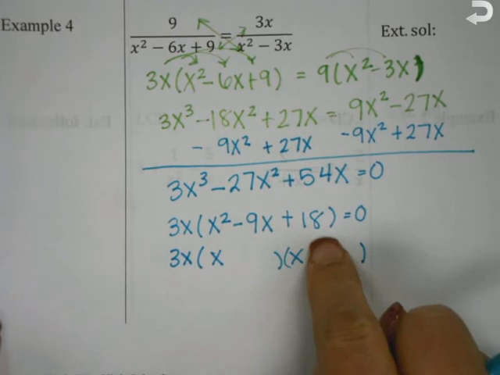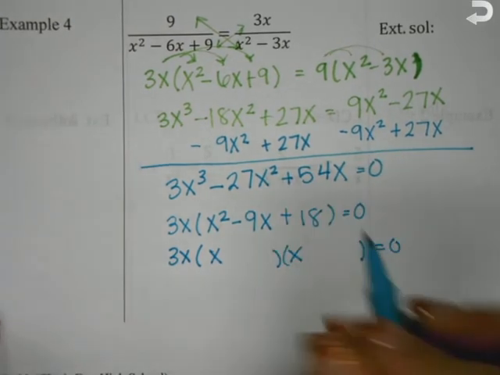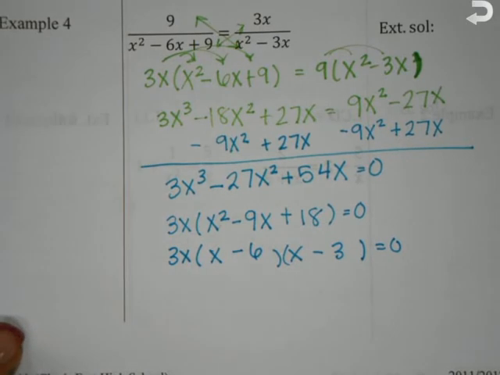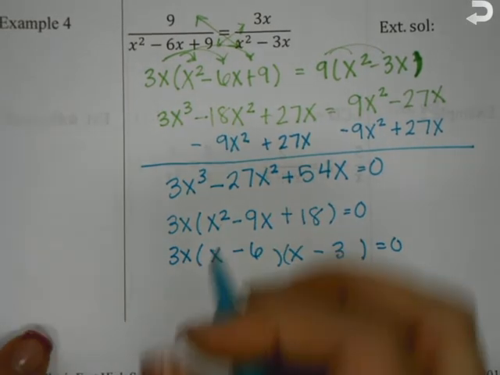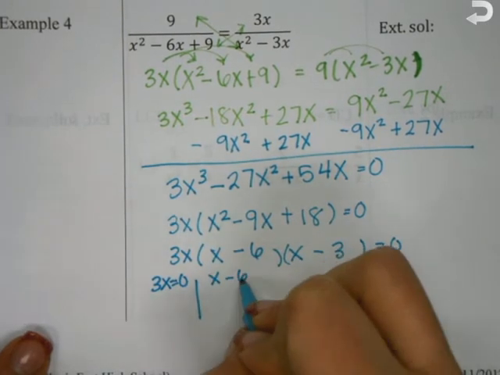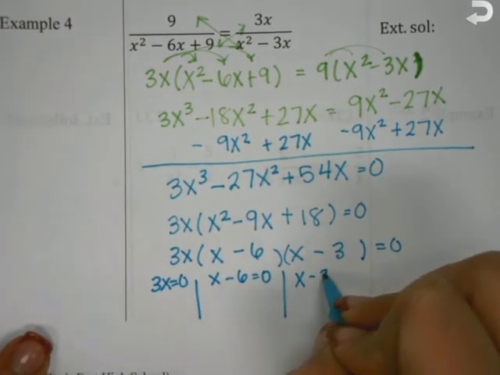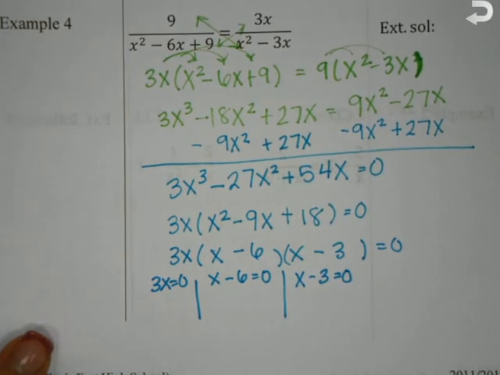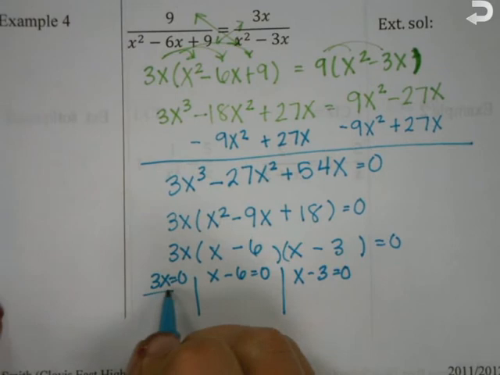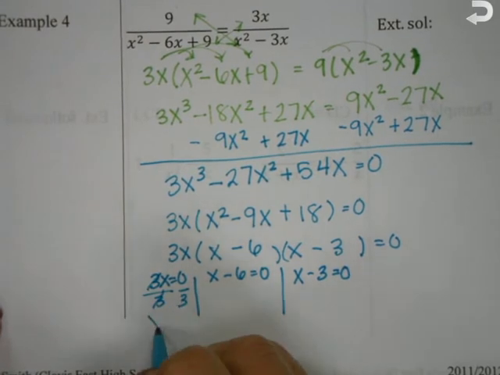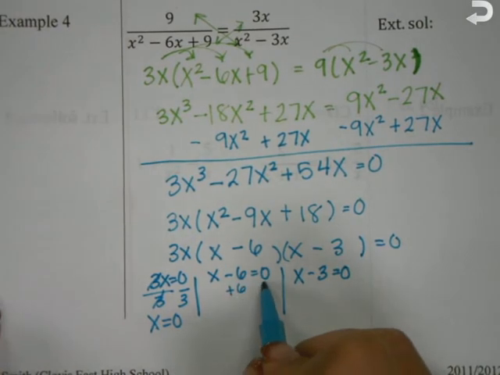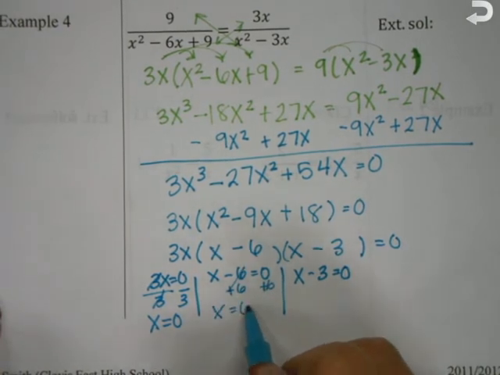Now what do I want to do? Set everything equal to 0. Right, so we have 3x equals 0, x minus 6 equals 0, and x minus 3 equals 0. And we solve all three of these. So I'm going to divide by 3, and I get x equals 0. Add 6, x equals 6. And add 3. So x equals positive 3. So we have three answers here. 0, 6, and positive 3.